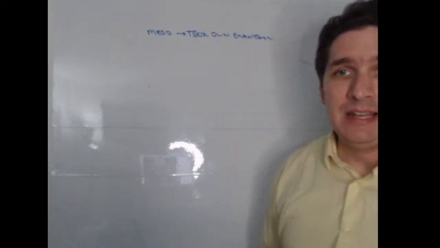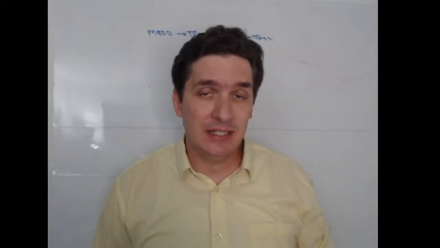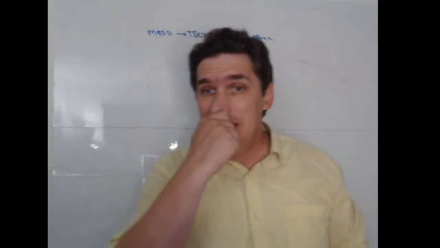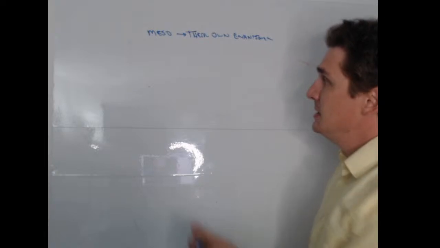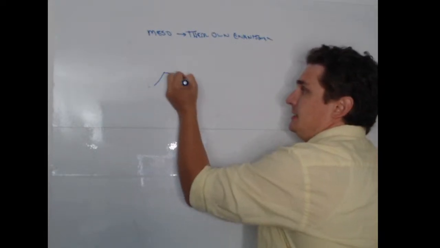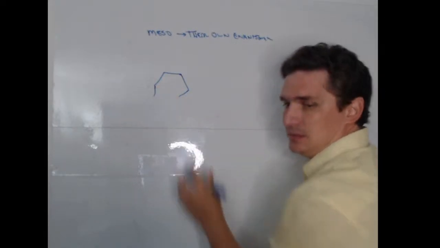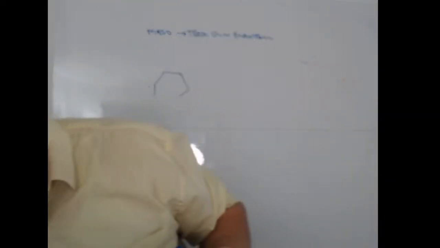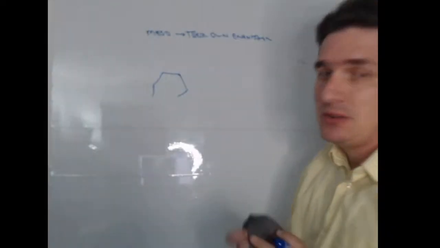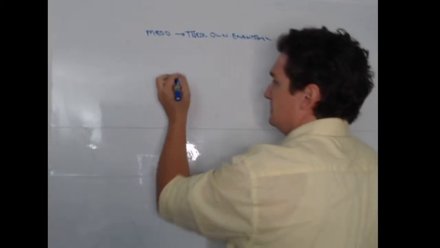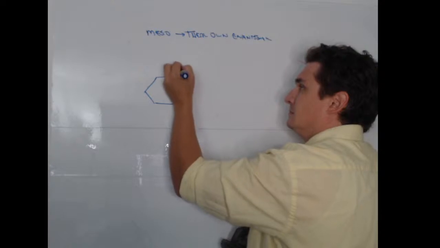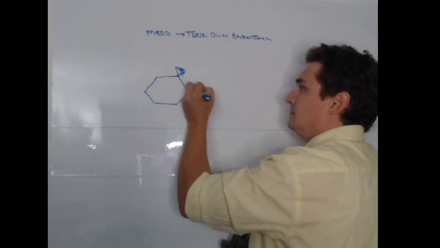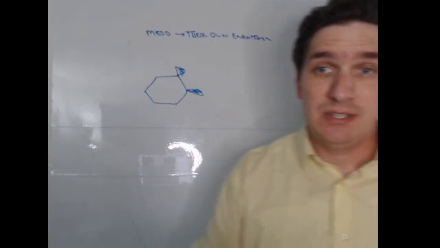Now, meso does not mean achiral. It will act like an achiral molecule because it won't be optically active and it doesn't technically have an enantiomer, but they have chiral centers. That's what makes them different from typical achiral molecules. So if we look at something like cis-1,2-dimethylcyclohexane, this is a meso complex. Whereas the trans version is not.